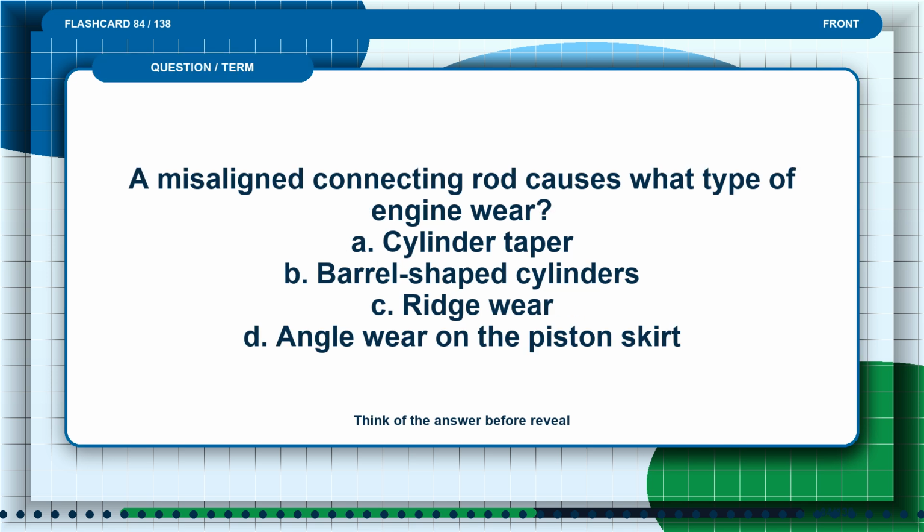Flashcard 84. A misaligned connecting rod causes what type of engine wear? A. Cylinder taper. B. Barrel-shaped cylinders. C. Ridge wear. D. Angle wear on the piston skirt. Pause and think of the answer before the reveal.